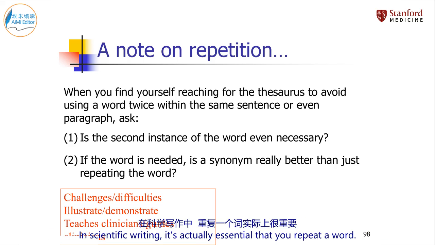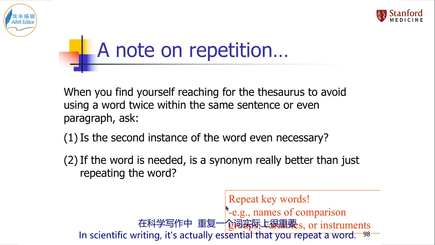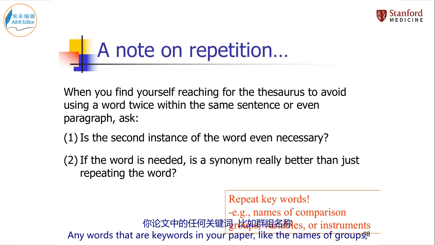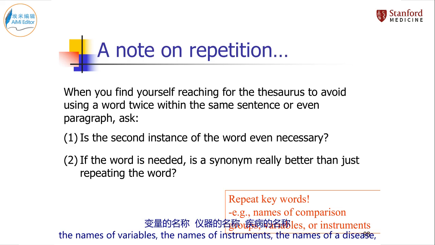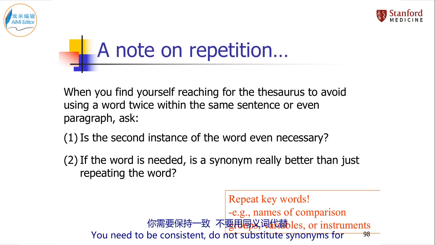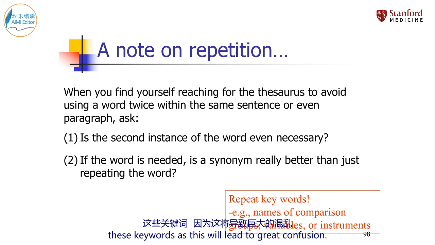In scientific writing, it's actually essential that you repeat a word. You need to repeat keywords. Any words that are keywords in your paper, like the names of groups, the names of variables, the names of instruments, the names of a disease, you absolutely must repeat these terms throughout the manuscript. You need to be consistent. Do not substitute synonyms for these keywords, as this will lead to great confusion.